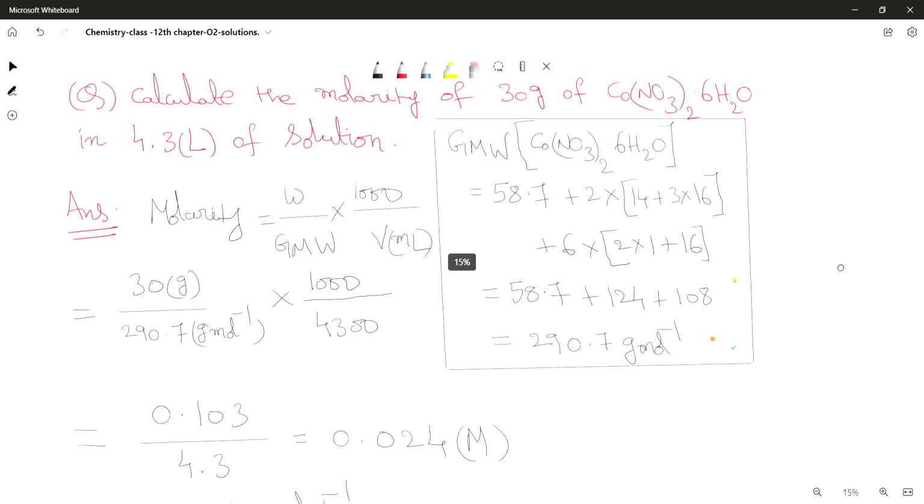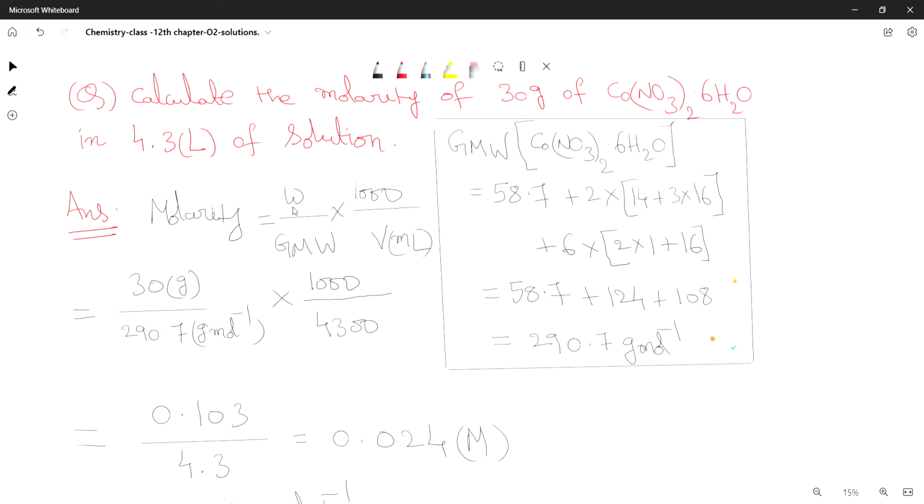So here you go. This accounts for 14 for that of nitrogen, and then 3 times 16 is for the oxygen, and the 2 is for twice. Okay, and 6H2O is 6 times 18 for that of water, 2 into 1 for hydrogen, and 16 for oxygen, which sums up to 58.7 plus 124 plus 108, which is 290.7 gram mole inverse. So that's the molecular weight calculation.